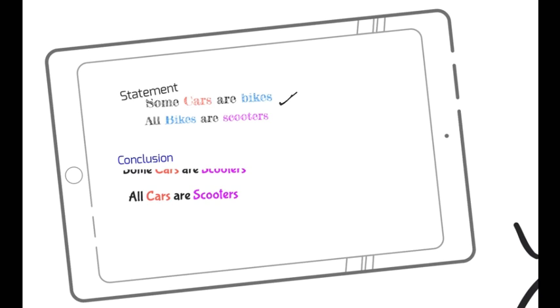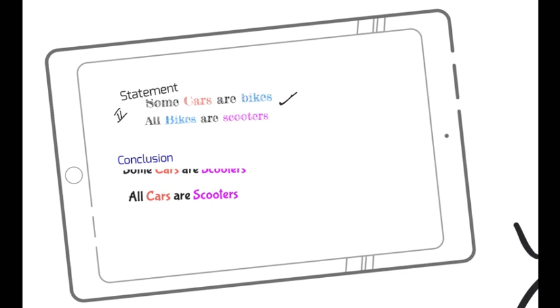Some cars are bikes. Now recall, this is which type? This is type 2, which is some A are B. And what is the conclusion that it gives? Only one conclusion, which is some B are A. Okay, so some cars are bikes means some bikes are cars. Now check. Do I have this in conclusion? Some bikes are cars? No. If that was given in the conclusion, I would have marked that as a conclusion, but that's not given. Okay. So I check this statement individually.